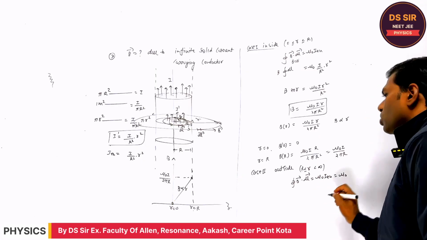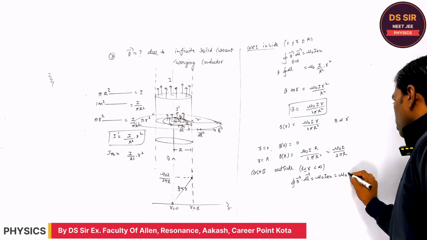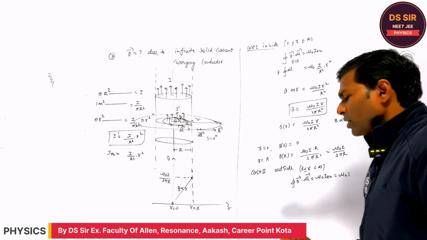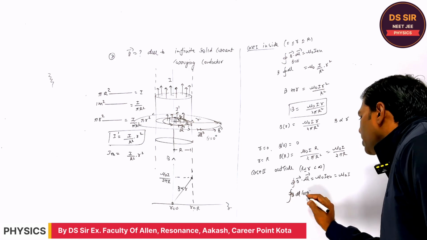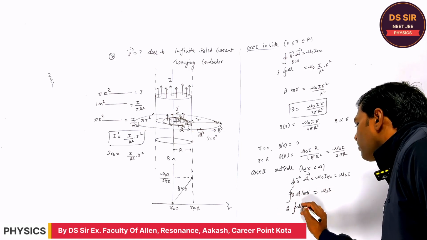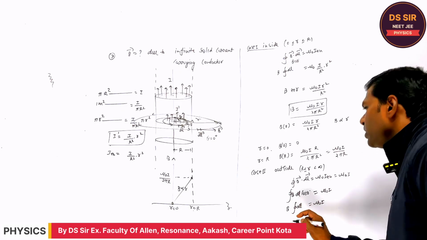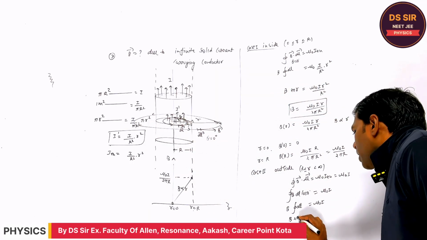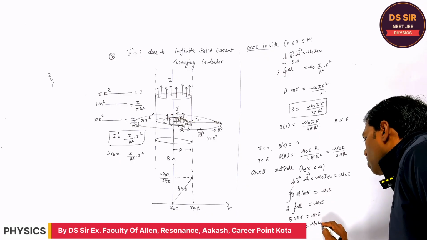So what is the current enclosed in this Amperian loop? All the current is enclosed, so this is equal to I. And B dot dl, the theta again is 0 degrees, right? So it is B dl cos 0. Integration, it is mu naught I. If B is constant, the integration of dl is equal to mu naught into I. What is the integration of dl? It is nothing but the circumference, 2 pi r, right? So B is equal to mu naught I upon 2 pi r.